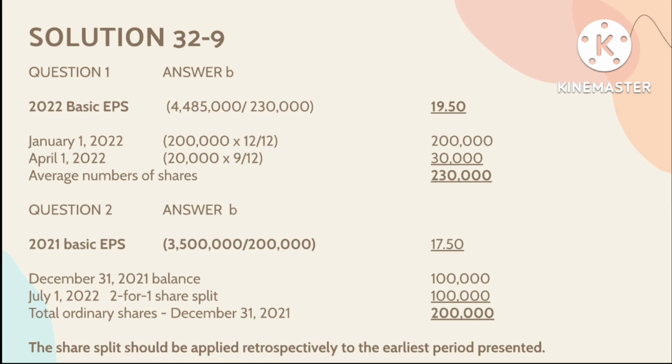So 200,000 plus 30,000 is equal to the average number of shares, which is 230,000. Problem 2. The answer is letter B, which is the 17.50.